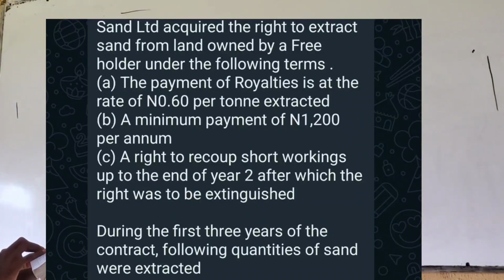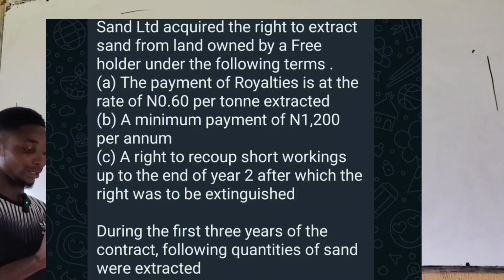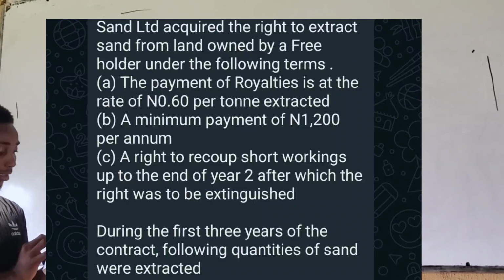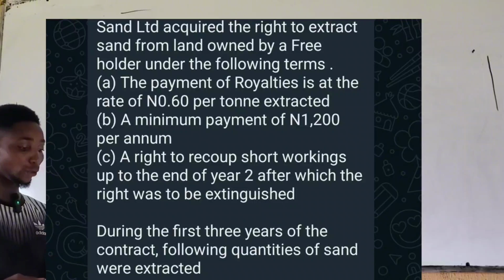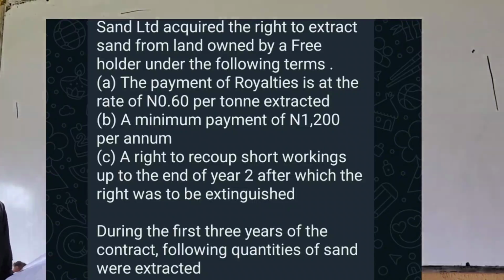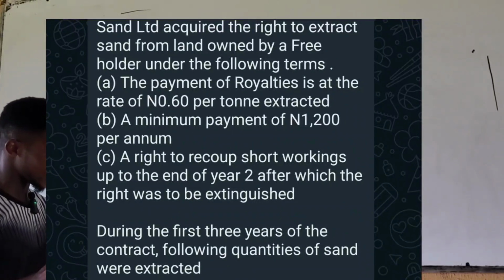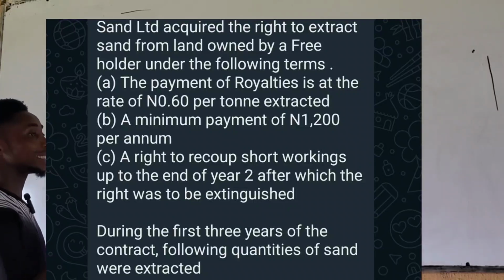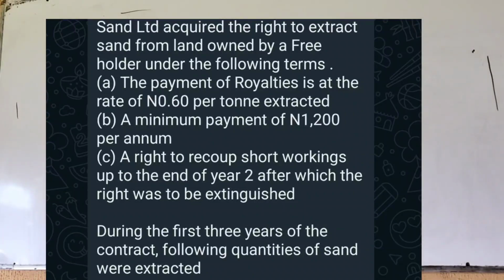Sand Limited acquires the right to extract sand from land owned by a freeholder under the following terms. Sand Limited is the tenant or the lessee. We're told that Sand Limited acquires the right, so it is the one paying to exercise the rights of the owner of the land. So Sand Limited here is our grantee or the tenant.